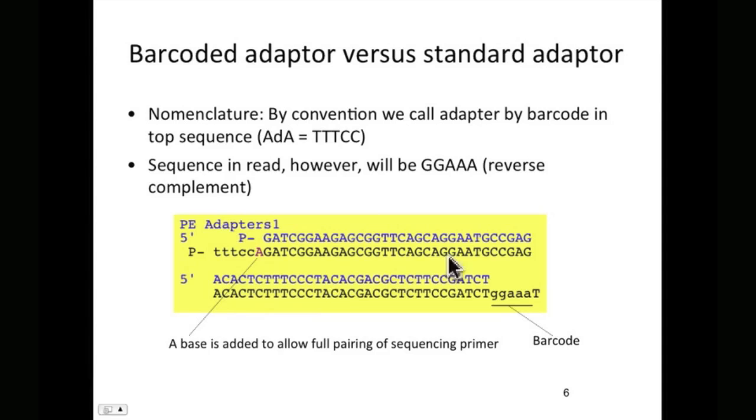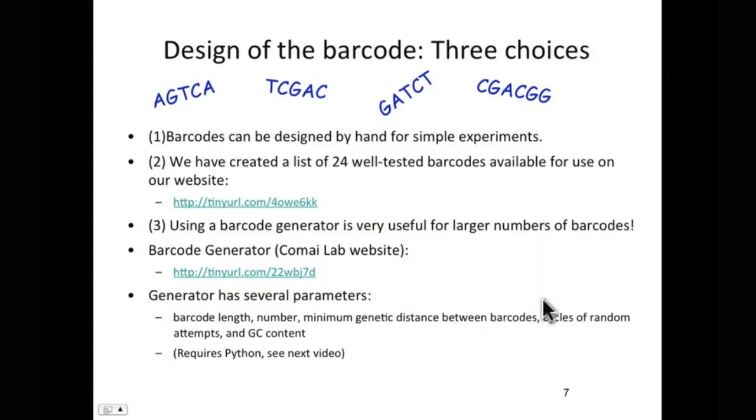And then here in adapter B, you can see that we have the reverse complement of that, and then we've added the T overhang again. And this is the equivalent of this T overhang here. So by convention, we call the barcode this, TTTCC, but in reality, all the reads in the sequence will be GGAAA, and we'll get to that in a minute.